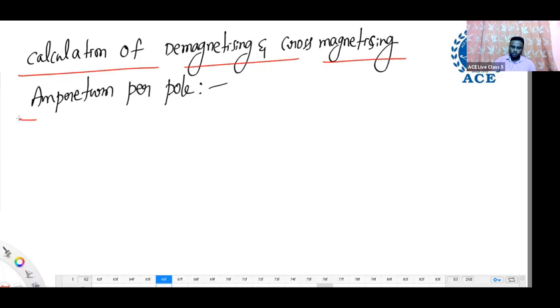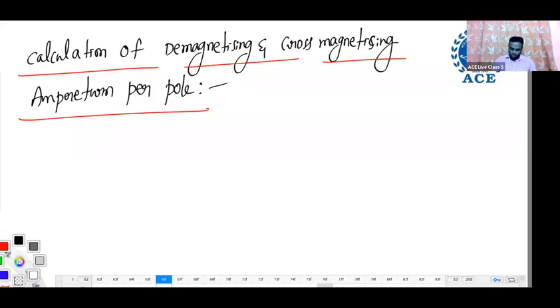Demagnetizing and cross magnetizing ampere turn per pole. Whenever you shift the brush in the direction of generator, we have an additional demagnetizing effect. In the armature we have a number of turns or conductors. Of the total turns, how many conductors cause the demagnetizing effect, and how many cause the cross magnetizing effect? That we need to calculate.